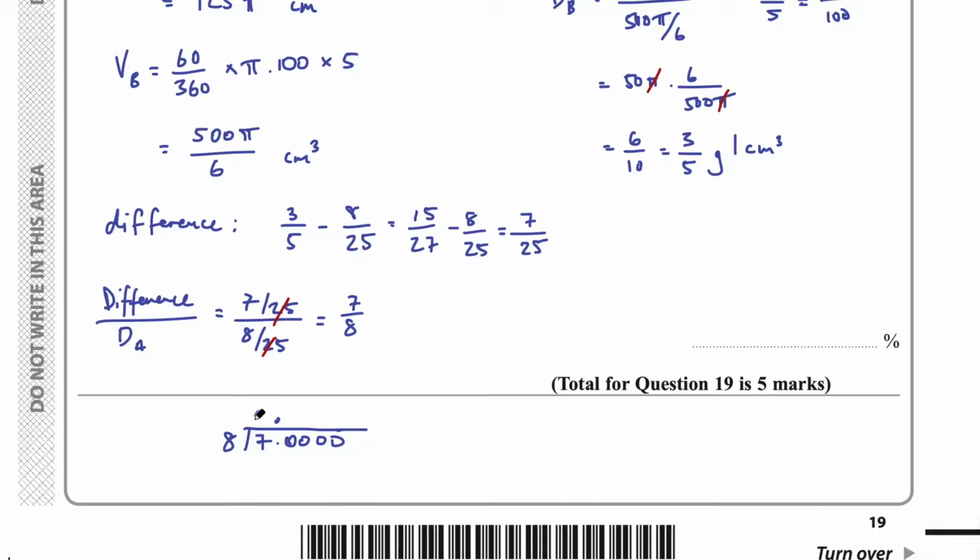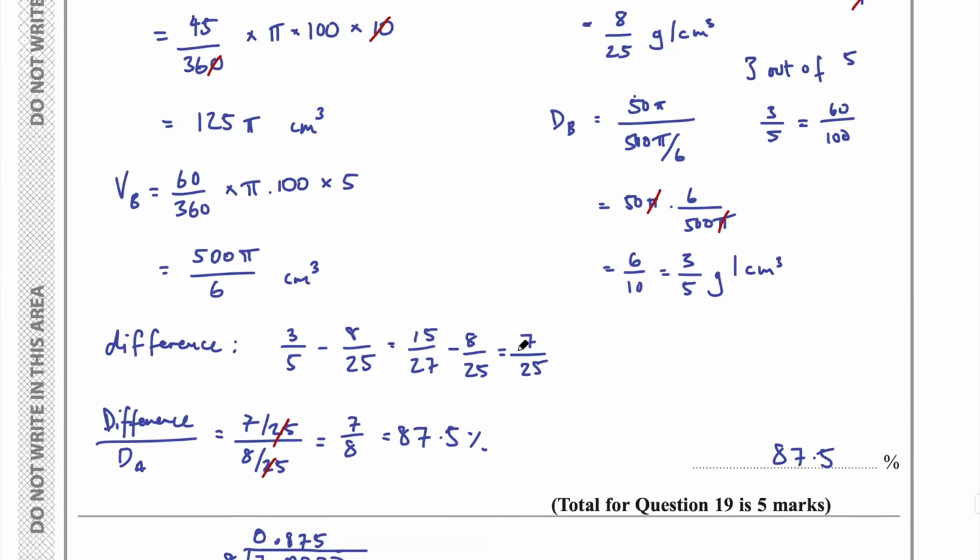So 8 doesn't go into 7. I'll have 7 left over, so 70 divided by 8, or 8 times 8 is 64, so that's going to be 8 with 6 left over. 8 times 7 is 56 with 4 left over, and then 8 into 40 is 5. So 7 divided by 8 is 0.875. Now to change a decimal into a percentage, we need to multiply by 100. So this is going to be 87.5% for a final answer.